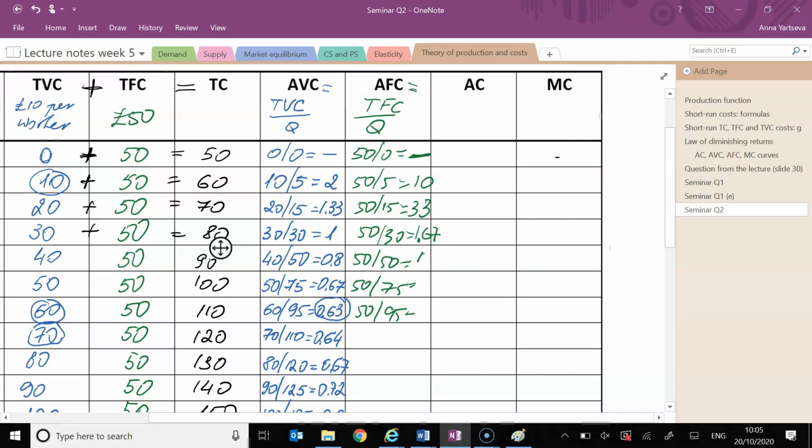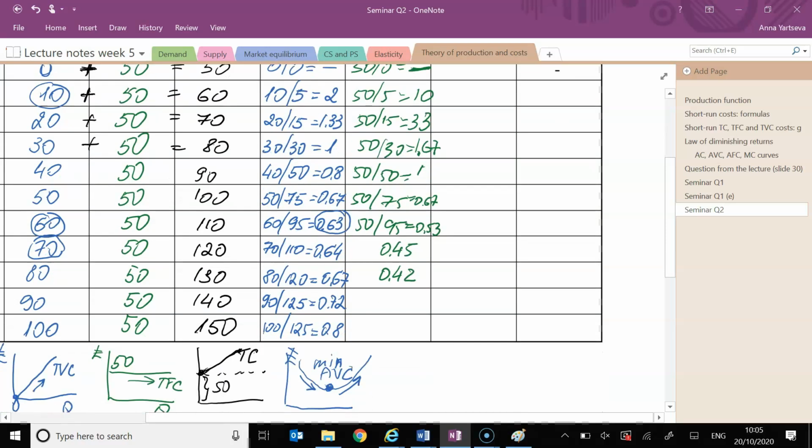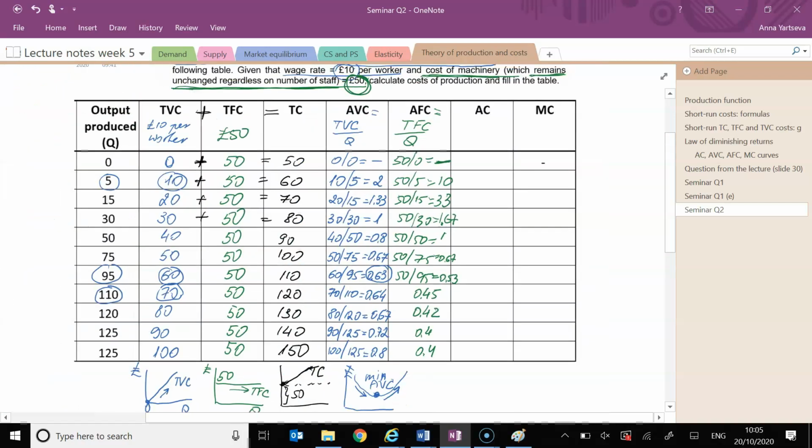50 by 50 is 1. 50 by 75 is 0.67. 50 divided by 95 is 0.53, and so on. I will just write down the answers here, because otherwise we don't have enough space to write down everything. 0.4 and 0.4, something like that.